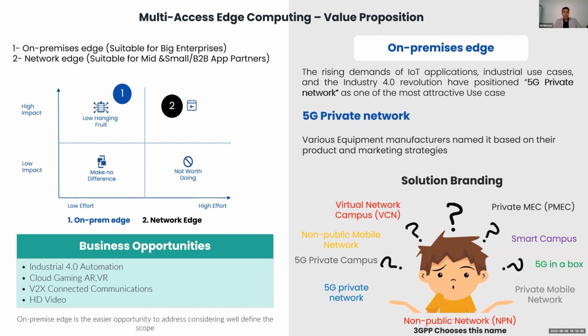There are a bunch of business opportunities and use cases. Some use cases are common to both edge computing categories, while some are specific to a particular category. Industrial 4.0 automation, for example, is specific to the on-prem edge. Cloud gaming, AR, VR, V2X communication and HD video are use cases or business opportunities more linked with the network edge. We will focus on the first category, which is the prime subject of today's session. So from now on, we'll be talking about the on-prem edge, or the private edge.